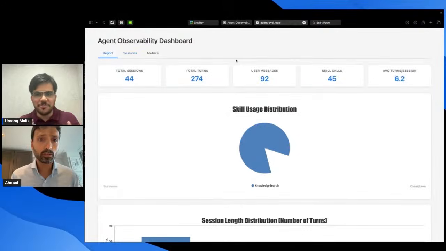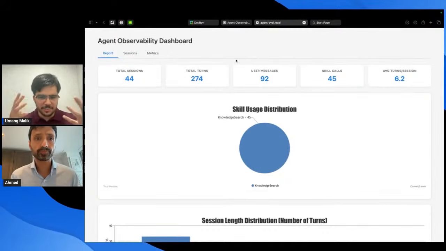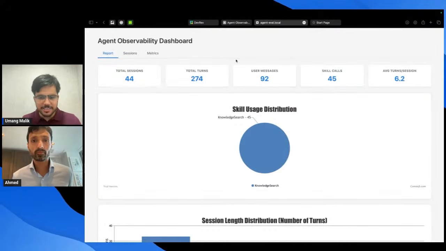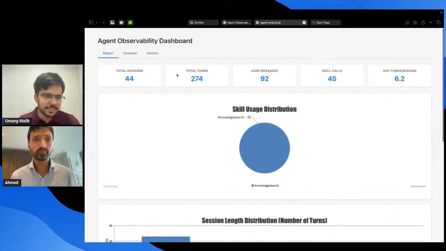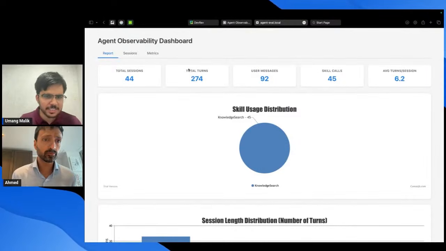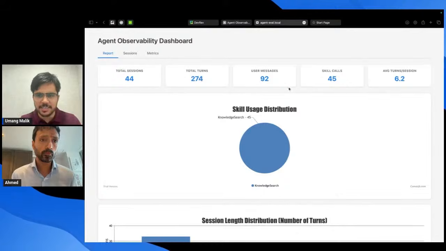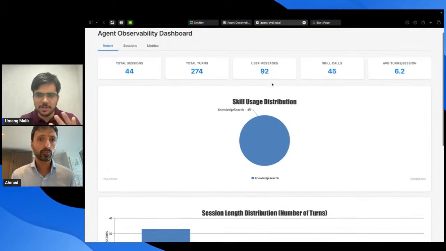We sort of have vibe coded this internal visualization tool to look at all the traces and the metrics. We're working on making this accessible to our customers who are building on top of us. But let's just look at this. This was a test set with 44 sessions. There were like 270 turns, with 45 different skill calls.